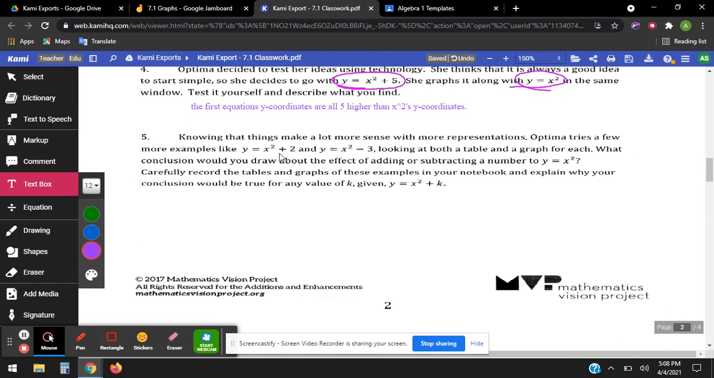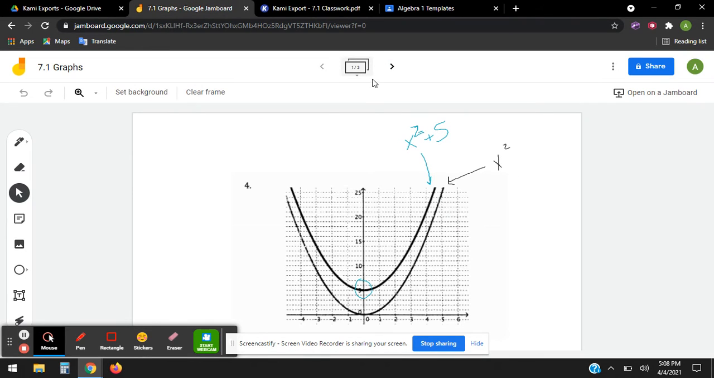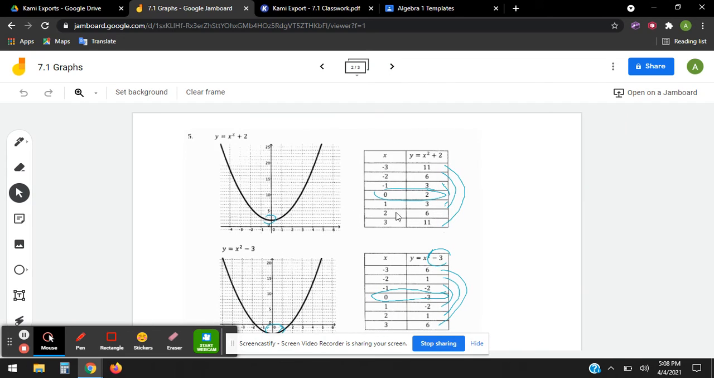So she tries a few more examples like x squared plus 2 and x squared minus 3. Looking at both a table and a graph for each, what conclusion do you draw about the effect of adding or subtracting when you do this? So let's look at these to try to make a general explanation here. So here's number 5's x squared plus 2. So notice it's plus 2. So I've got my repeats going around that 0, 2, and everything is shifted up 2.